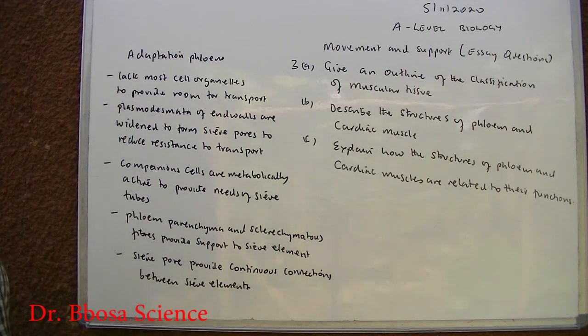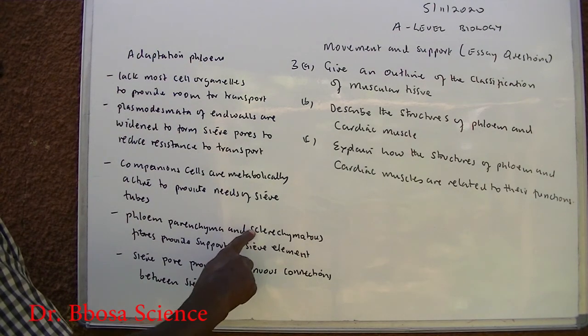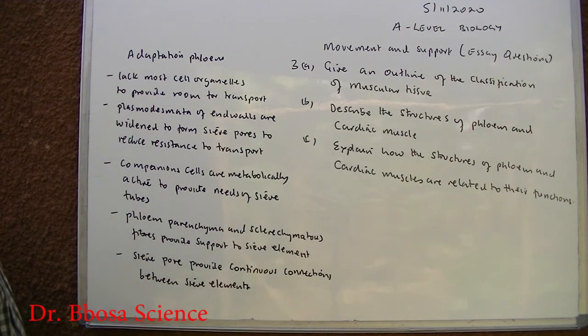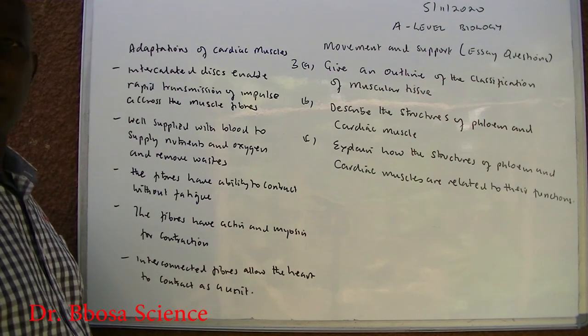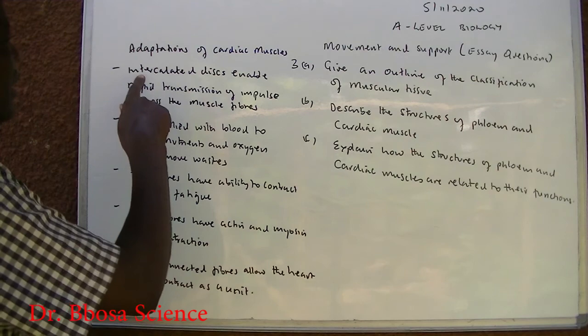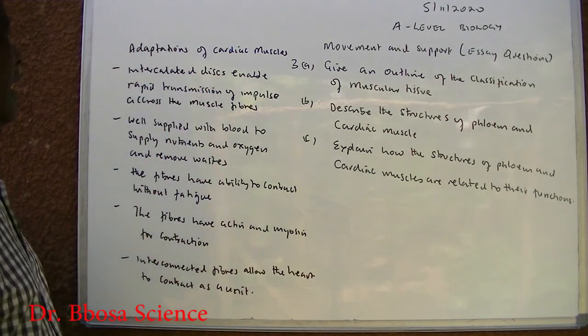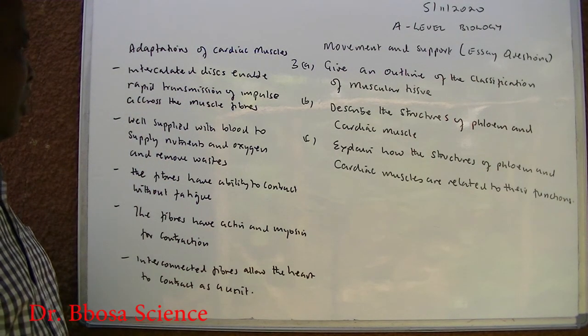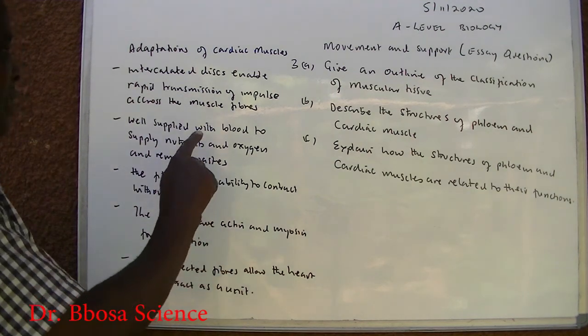4. Phloem parenchyma and sclerenchyma fibers provide support to sieve elements. 5. Sieve pores provide continuous connection between the sieve elements. Adaptations of cardiac muscles. Intercalated discs enable rapid transmission of impulses across the muscle fiber.